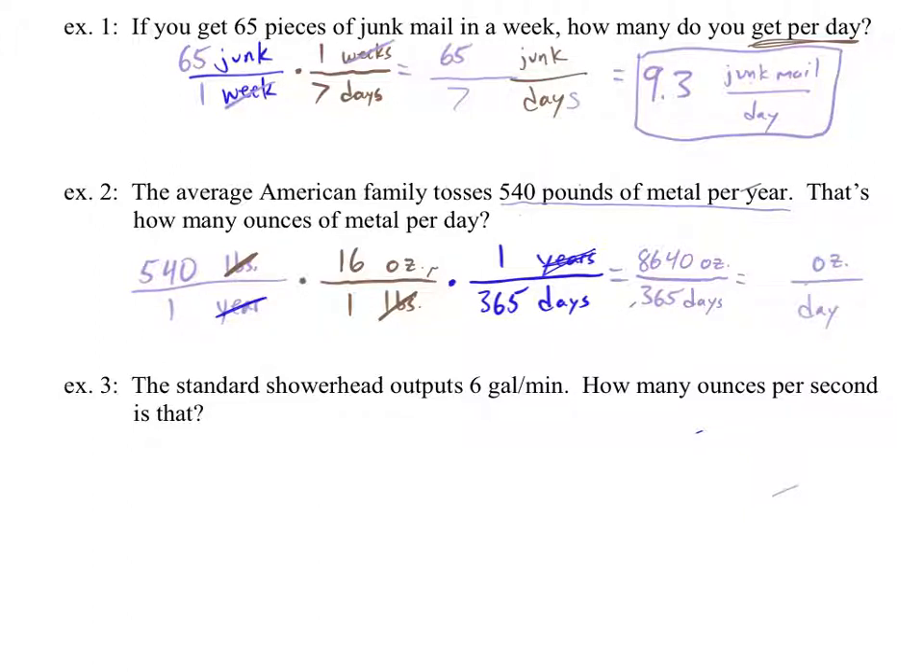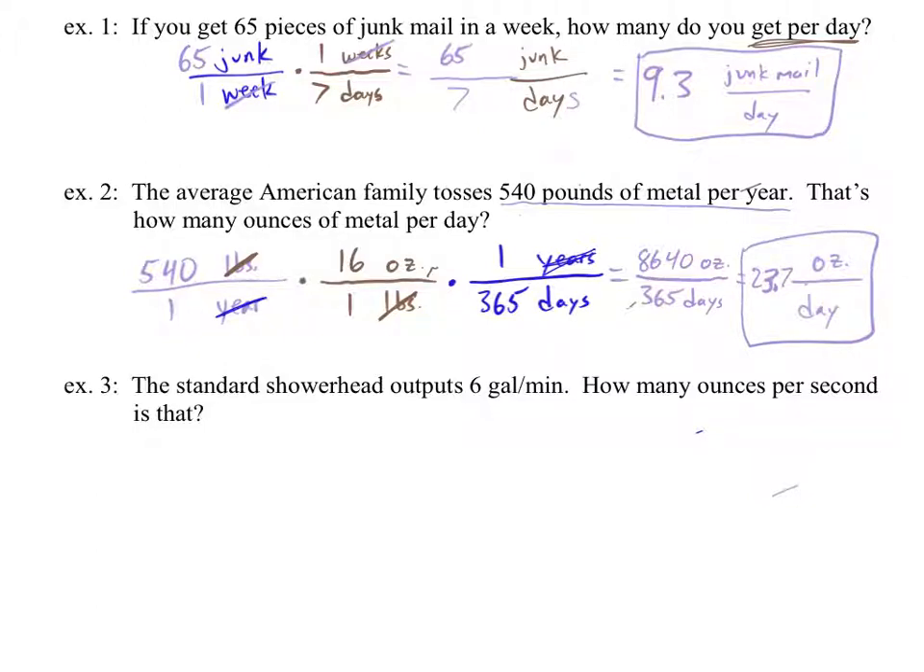Now our final step is to just simplify. Do 8,640 divided by 365, and we get 23.7. So 23.7 ounces of metal per day thrown out. 27.7. What? So it's 27 or 23? 27.7. Oh, 23.7. Sorry about that. You punched it in. So 23.7. My bad. So 23.7 ounces per day.